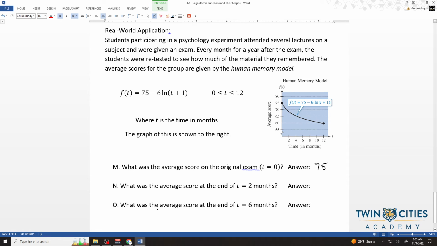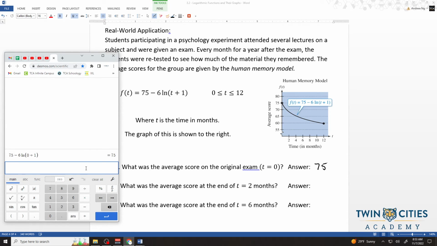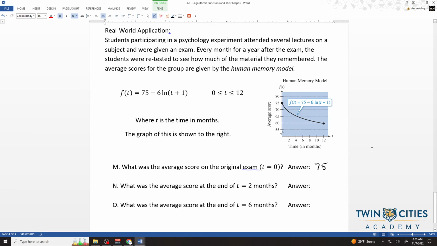Okay, what about after 2 months? So this is after 2 months, they were tested again here, and let's find out how much of this they remember. What would their score be then? I can just copy this. Let's paste this here and change the 0 to a 2. So now the average score went down, which kind of makes sense. We kind of forget a little bit about what we learned over time. And this shows that after 2 months, scores went from a 75 down to a 68.41, around that, 68.41.